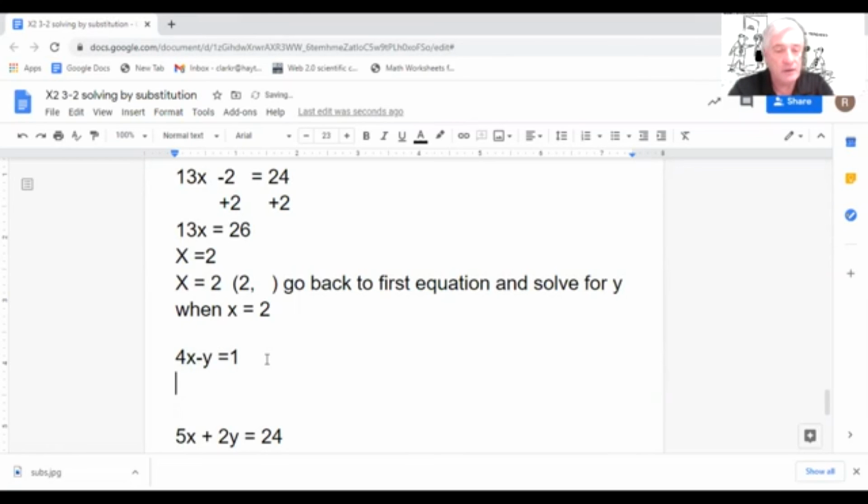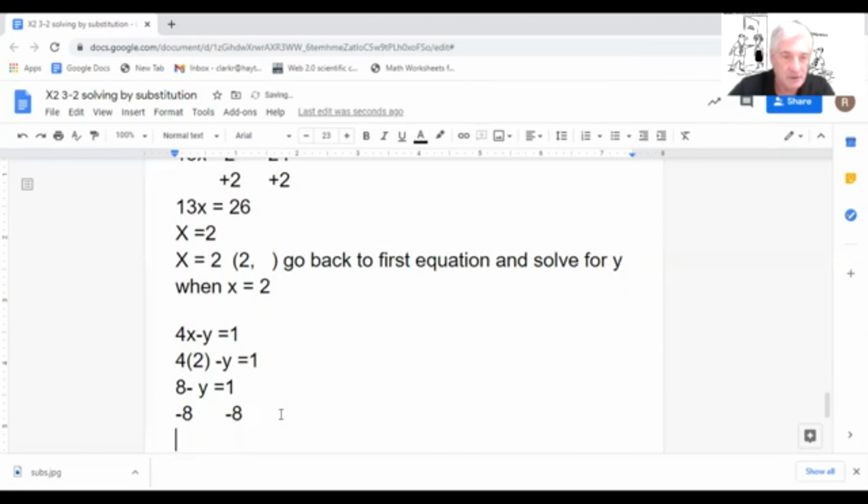We're going to go 4 times x, which we know is 2, minus y equal 1. That's 8 minus y equal 1. So let's subtract 8 from both sides. Minus 8 goes there, both sides. Minus 8 goes there. Don't do it, some of my freshmen are doing. They're only doing one side. You got to do both sides. You all know that. This is algebra 2.